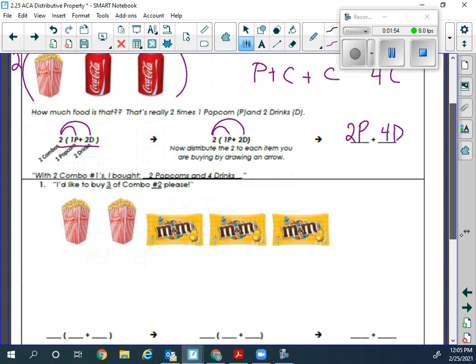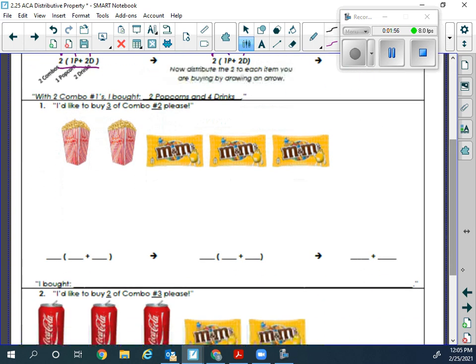Okay, let's do another one. This time we want 3 combo number 2s. The combo number 2 comes with 2 popcorns and 3 M&Ms, okay? So how many of the combos do we want? 3 of them. What comes inside the combo? 2 popcorns, and what else? 3 M&Ms. Is everybody following with me?